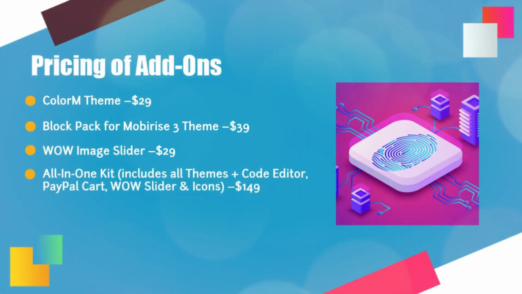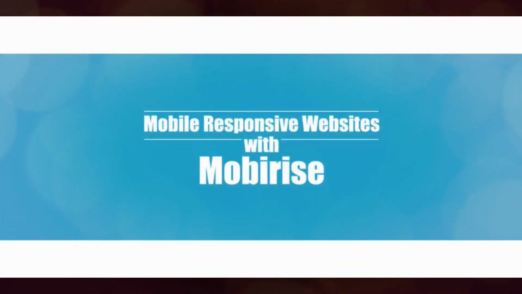And if you just want to get everything all together, it's $149. You get the code editor, PayPal cart, wow slider, and all the other stuff. So that's all about the cost. If you're going to pay, you can pay $149, and for the basic use of Mobirise, it's free. You're going to see that. So let's get into the demo so you can see.